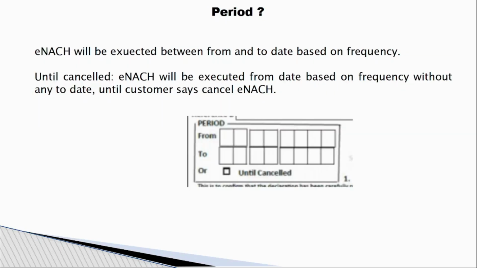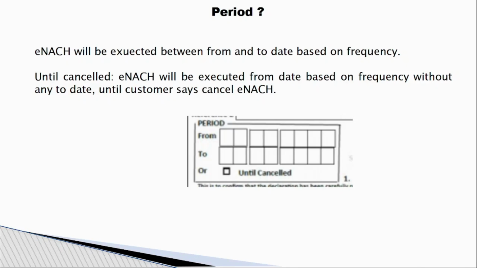Period, you have a from date and a to date. From date means the date from which eNACH should start. To date means when your eNACH should stop. So application date is different and the period from date to date is different.